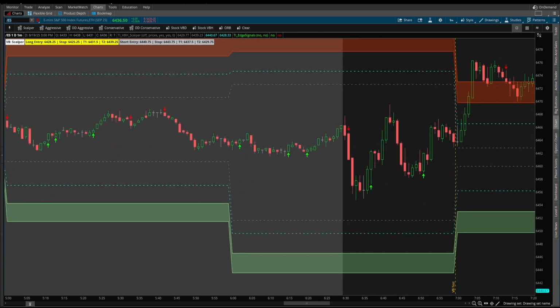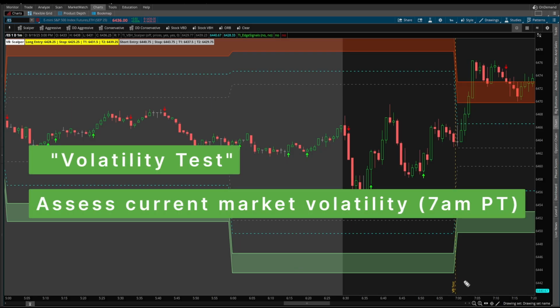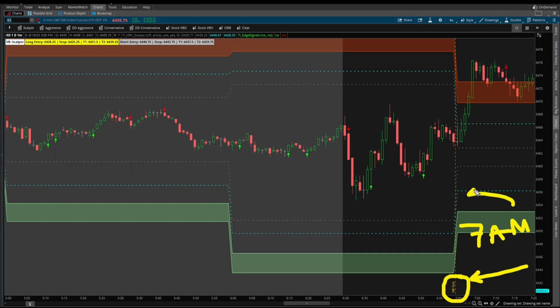Now, at 7 a.m. Pacific, you'll see with our volatility box models, we have this yellow line that plots, and it says VB test. That's nothing fancy. It's just a line that plots every single day at 7 a.m. Pacific, and that's your reminder that, hey, this is your time to do the volatility test. Figure out which, if any, market is giving you any clues.